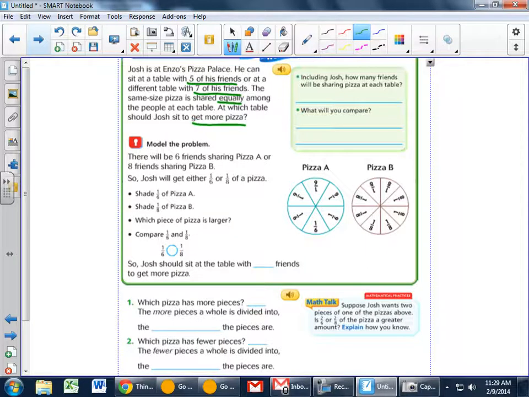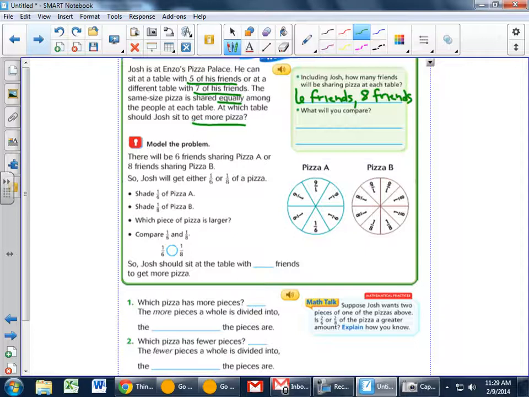Okay. Including Josh, how many friends will be sharing the pizza at each table? So at the first table there were 5 friends. If we add Josh to it, it'll be 6 friends. Don't forget to add poor Josh. And if he sits at the other table, it had 7 of his friends, and if we add Josh to it, it'll be 8 friends. Okay? And what you're going to compare are the sizes of pizza at the table. So at which table should Josh sit?